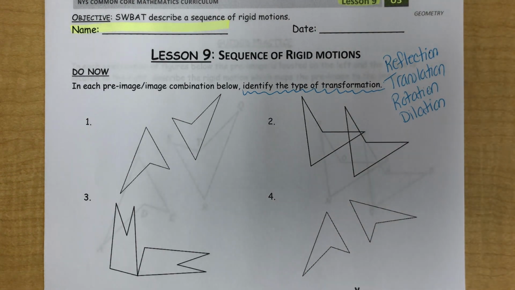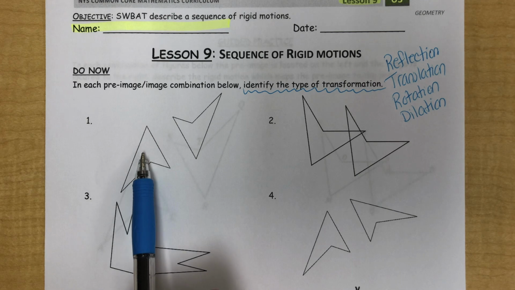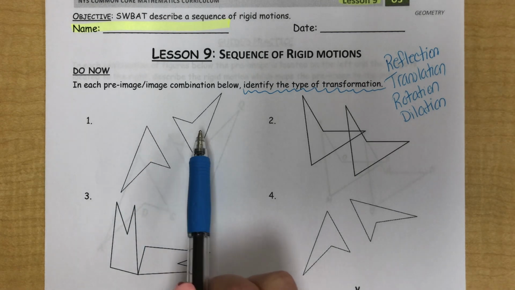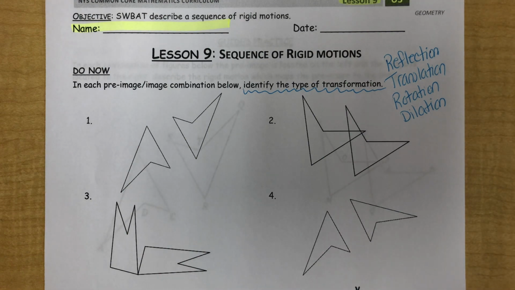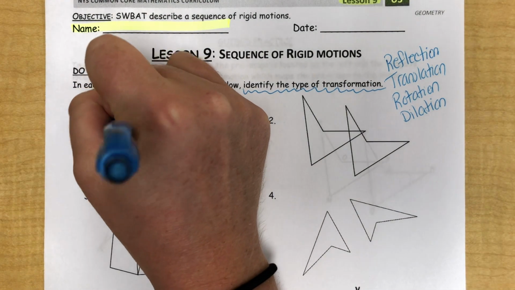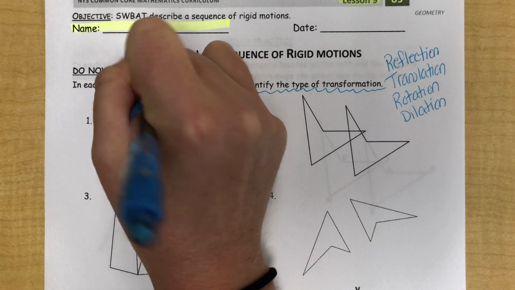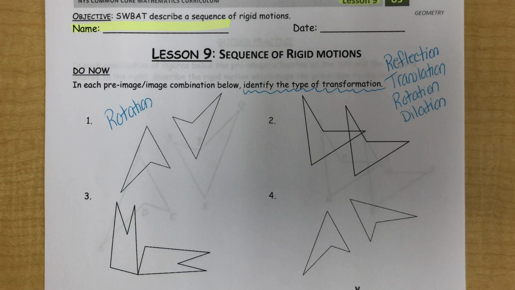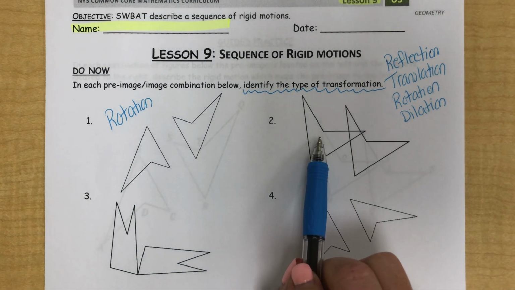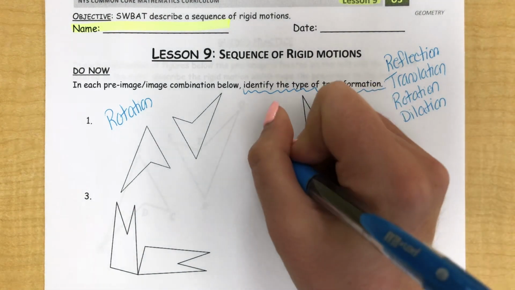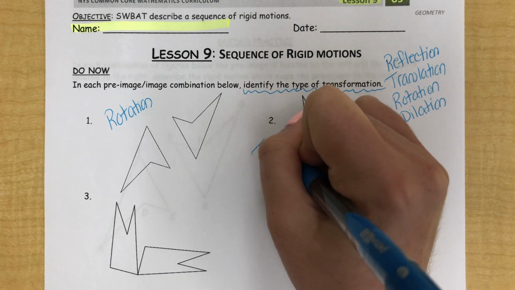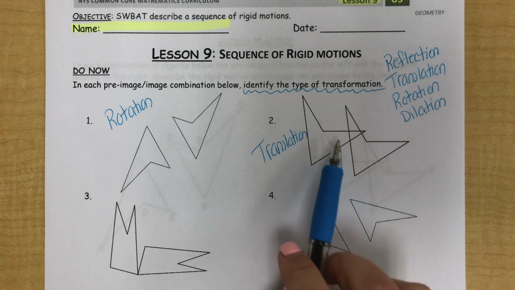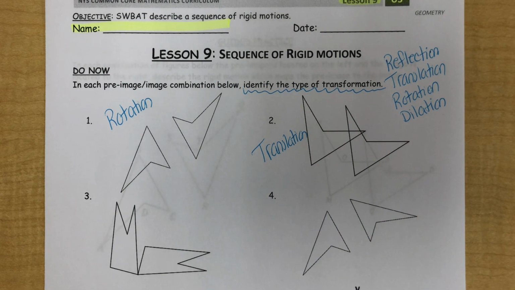So when I look at number 1, it's telling me that I have a pre-image and an image. So how would I get from the left to the right? I mean, for me, it looks like it would be a rotation. So number 1 is rotation. It looks like I'd have to turn that first object so it would map onto the second. Number 2, how would I get from the top to the bottom here? This looks like a translation. It looks like if I take the first object and I just slide it over, I move it over, they're going to map on top of each other.